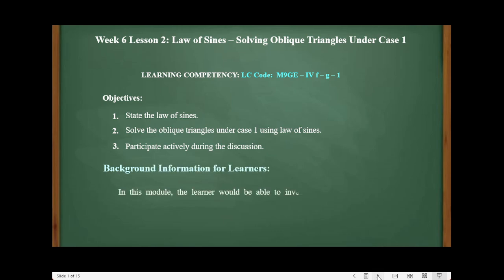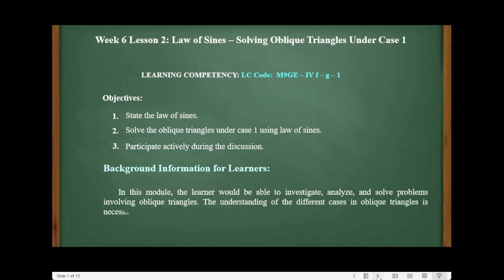Now, in this module, you will be able to investigate, analyze, and solve problems involving oblique triangles. Understanding the different cases in oblique triangles is necessary to be able to systematically solve the problems.